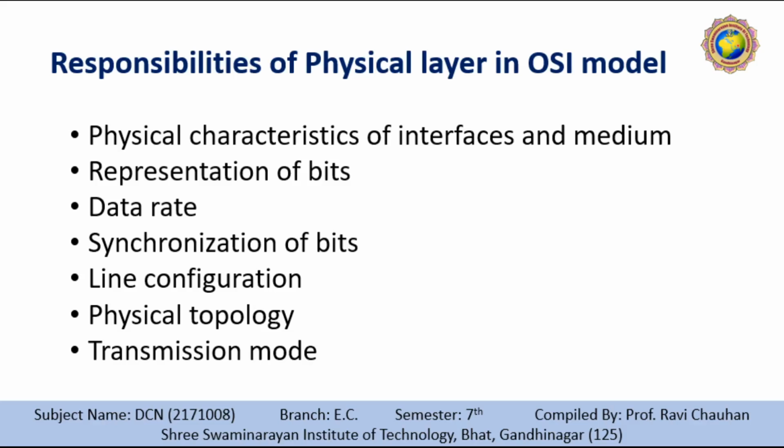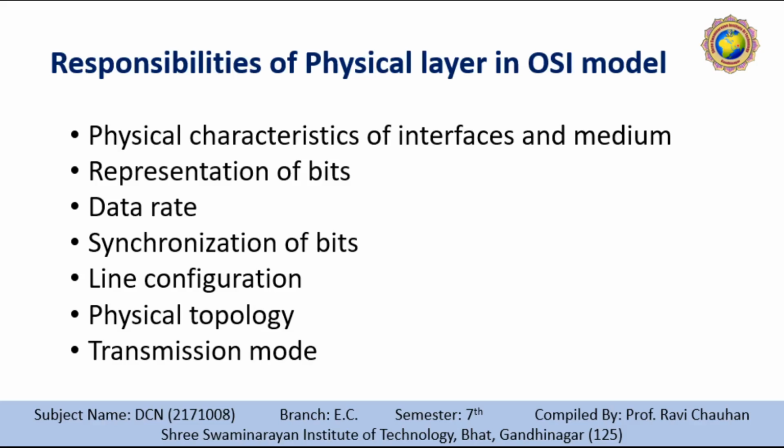Next is synchronization of bits. The sender and the receiver not only must use the same bit rate but also must be synchronized at the bit level. In other words, the sender and the receiver clocks must be synchronized. It means a particular sender and receiver have the same data rate. If the sender has a higher bit rate and the receiver has a lower bit rate, they cannot be synchronized with each other. So both must have the same bit rate. That's why synchronization of bits is required.